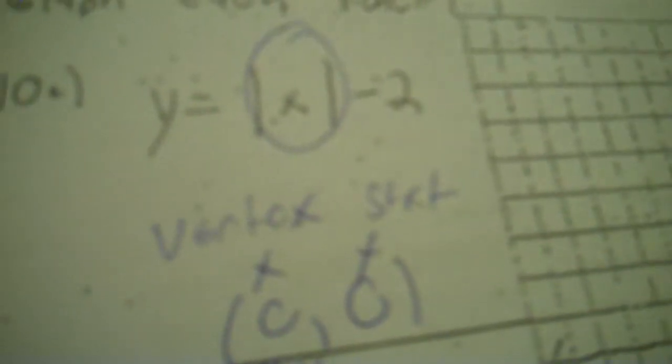Now, remember the rules for this on the vertex finish. If it's inside of the absolute value function, it does the opposite to the x. Outside the absolute value function does the same operation to the y. So we don't have anything inside the absolute value, so the x stays. We don't do anything to it. There's no effect to the x. Now outside we have a minus 2. Outside does the same to the y, so that means minus 2.